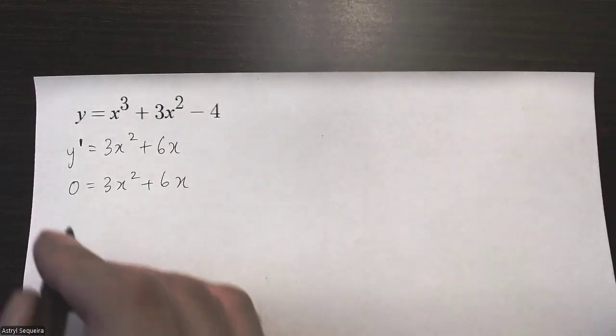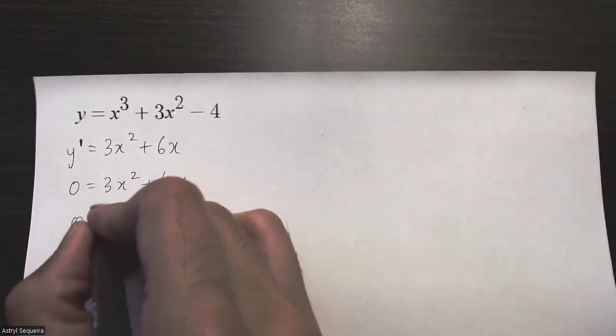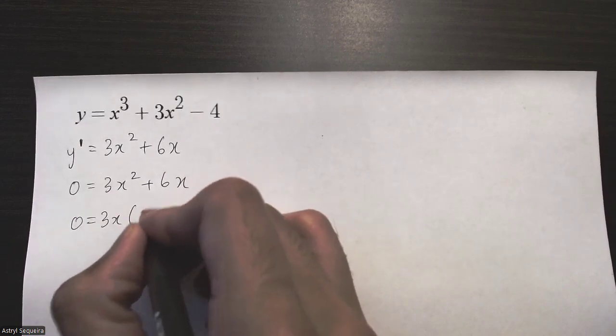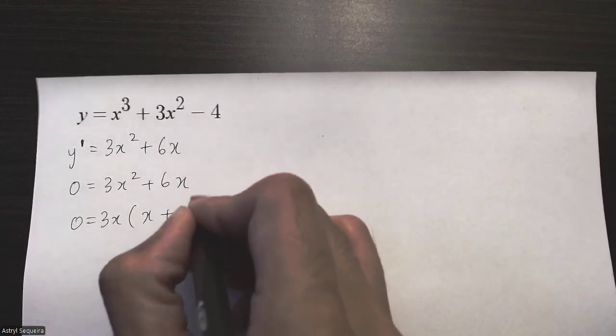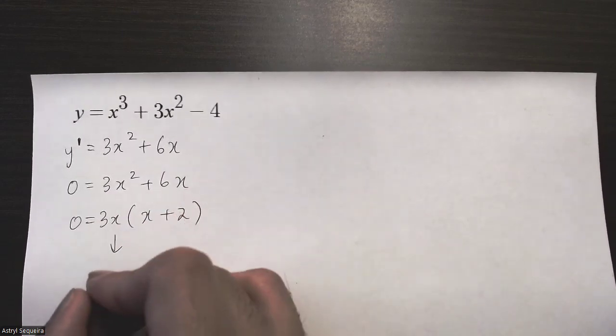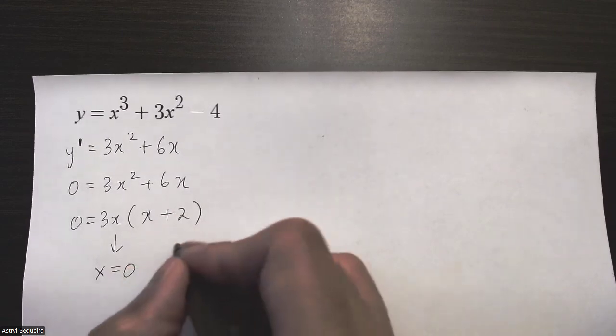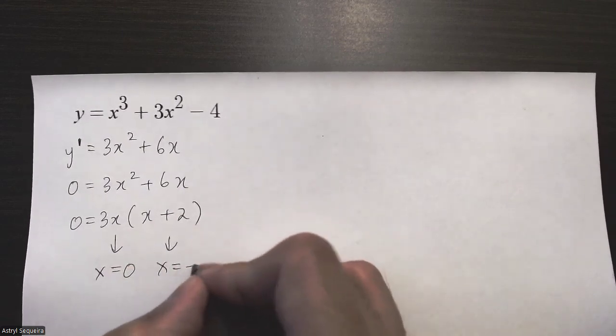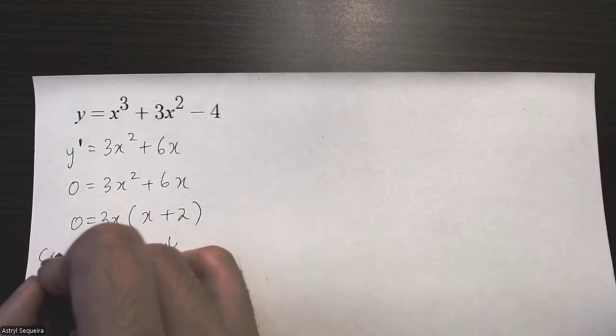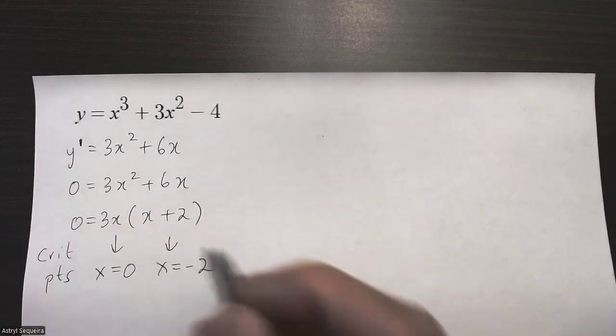To solve this, I need to factor it. I can common factor out a 3x, left with x plus 2. So I know that my critical points are x equals 0 and x equals -2.